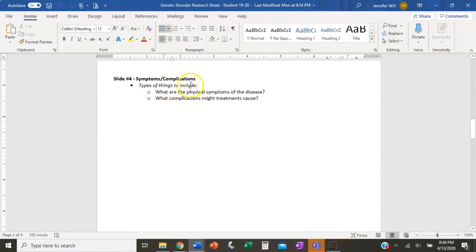Complications can also have to do with the treatments. You can think of it in terms of some kinds of cancer. Some of the treatments for cancer, sure, they help to treat the disease, but they also cause other problems as well. So those are considered to be complications.